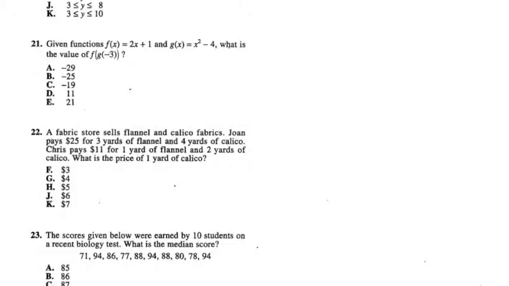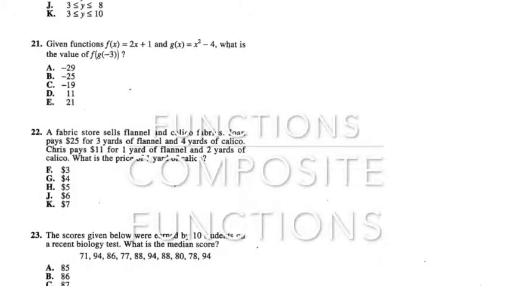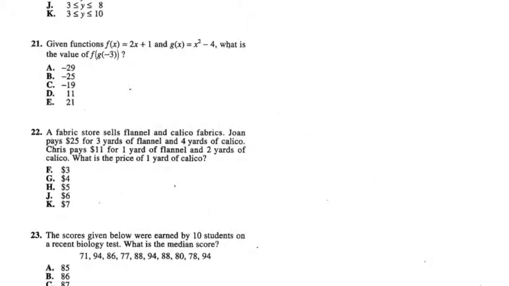Number 21. This is a functions question and it deals with composite functions. Given functions f of x equals 2x plus 1 and g of x equals x squared minus 4, what is the value of f of g of negative 3?